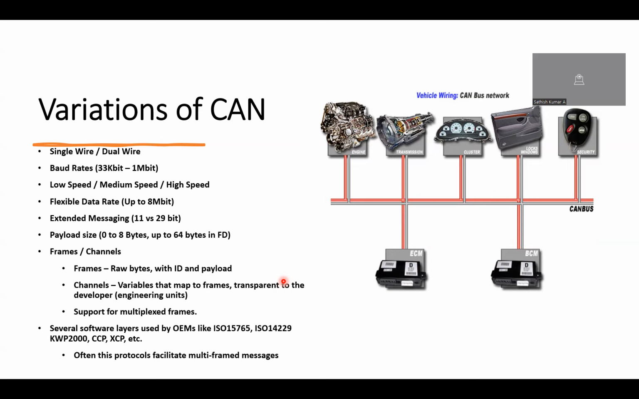In CANs, based on the speed, it has been differentiated as low speed, mid speed, and high speed. Then, as I said, flexible data rate up to 8 megabit. So this will be from 1 megabit to 8 megabit. And extended messaging. So normally CAN low speed and high speed will have an 11 bit identifier. If you are using CAN FD, then it will be 29 bit. That's how it differs between normal CAN as well as CAN FD.